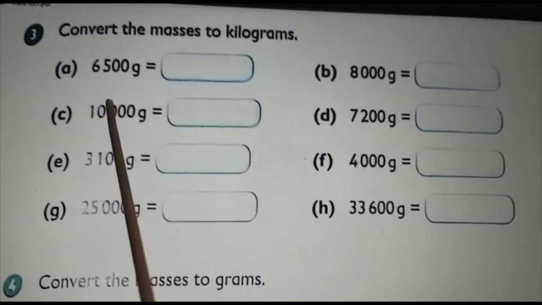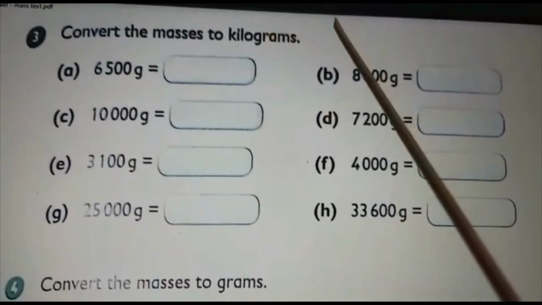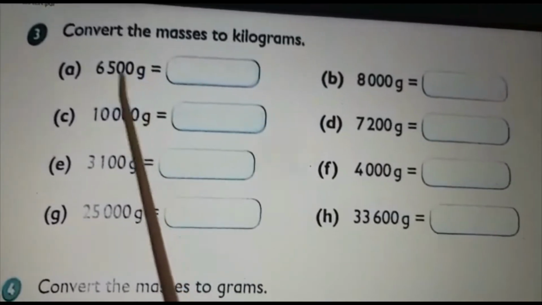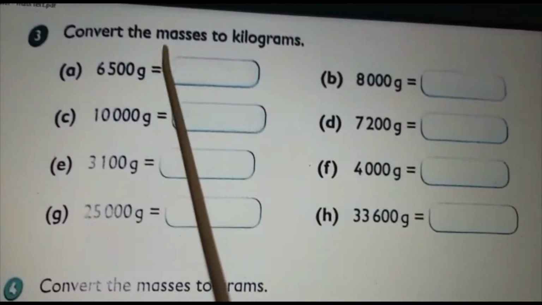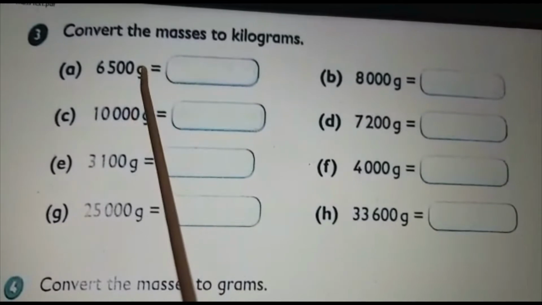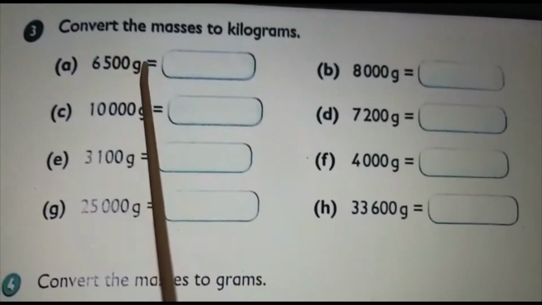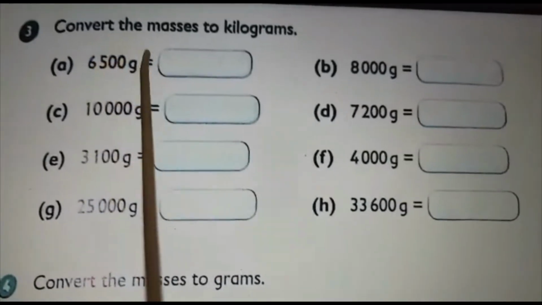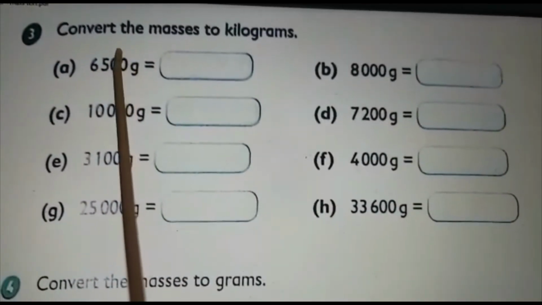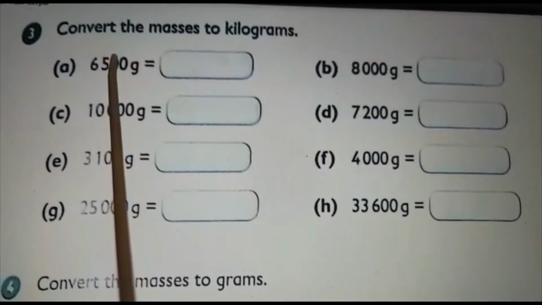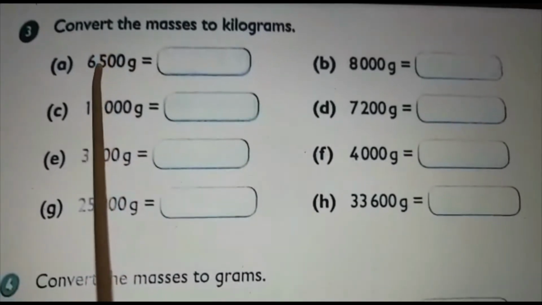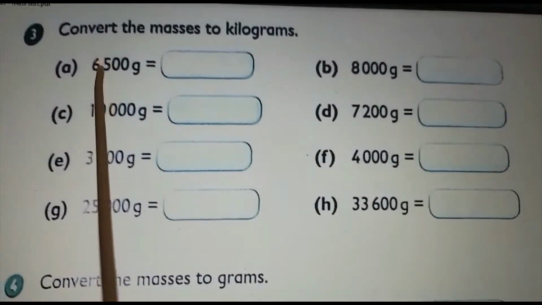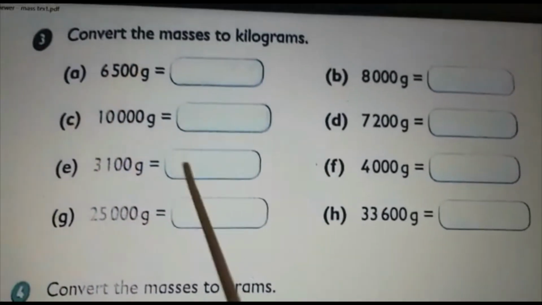How many zeros in 1000? There are 3 zeros. So if you are not cancelling, you can do it like this. 3 zeros means, 6500.0, we need to move this decimal point 3 places left. So from here we jump 1, 2, 3. Where will the decimal point come? In between 6 and 5, that is in front of 5. So it becomes 6.5. Is it clear?